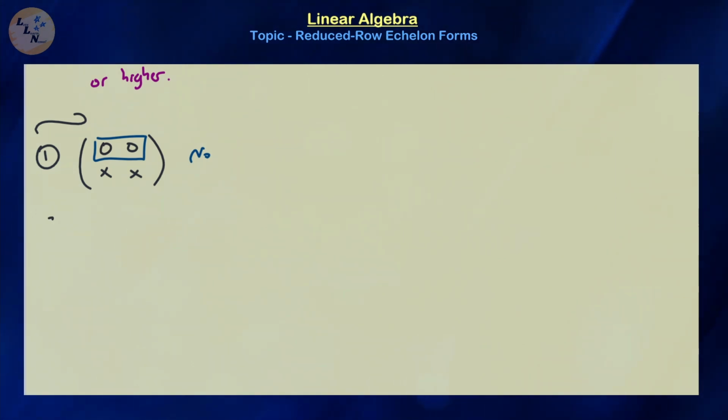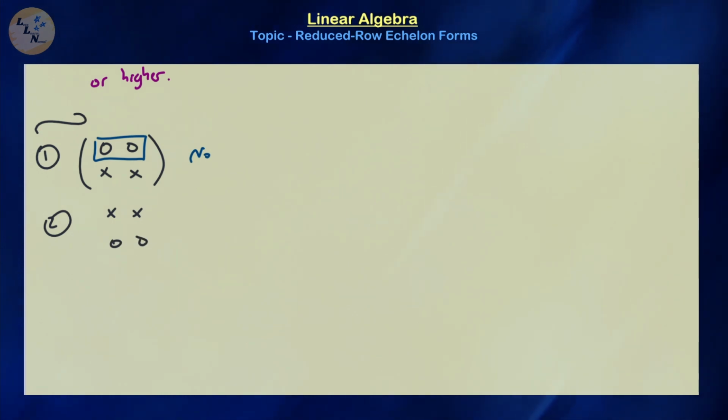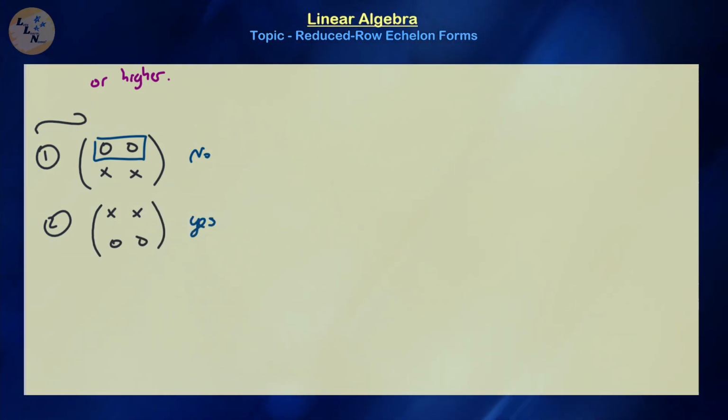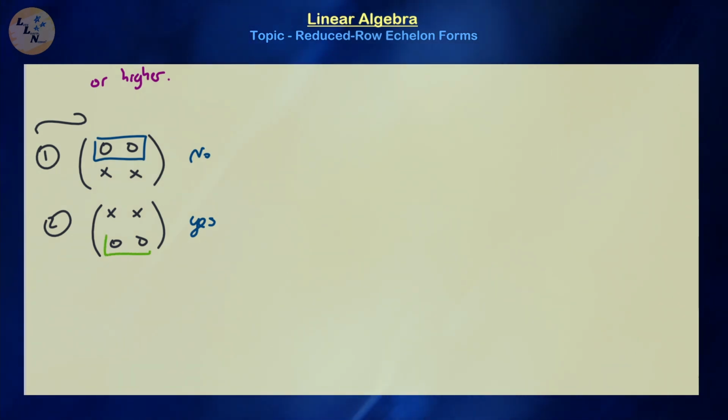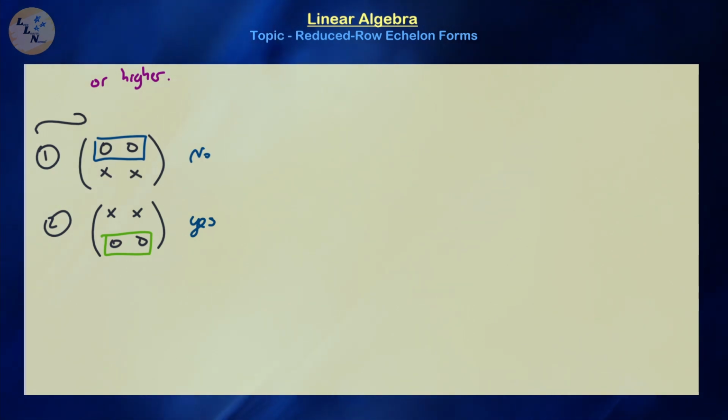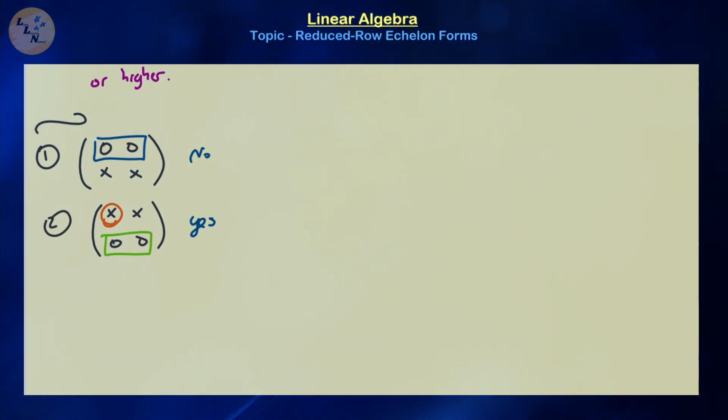So the next question is this. Is the following matrix in row echelon form? x, x, 0, 0. The answer is yes. Why? So requirement 1 mandates that the all zero rows are at the bottom, and the next requirement is that the first leading coefficient is located in a column farther to the right of the preceding entry. Notice the first leading coefficient is located there, but the next row doesn't have any leading coefficients, so by default this is going to be in row echelon form.